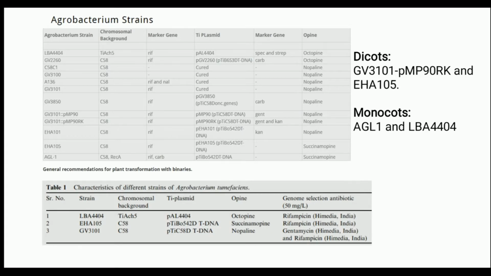LBA4404 contains octopine kind of opine molecules. GV3101, pMP90RK and EHA105 are suitable for dicots. AGL1 and LBA4404 are suitable for monocots in the Agrobacterium mediated transformation procedures. Thank you.